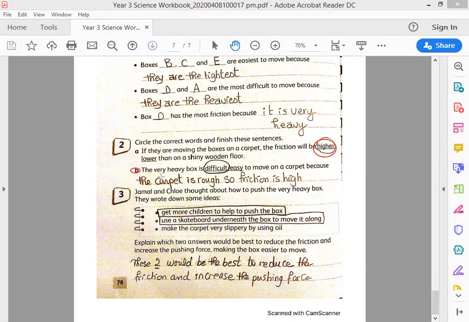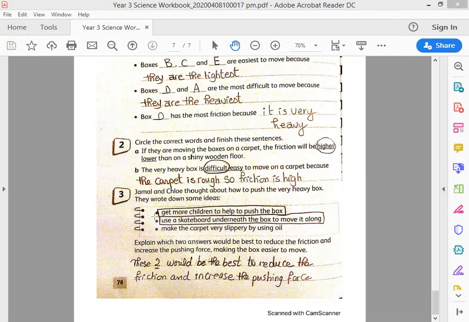Question B, the very heavy box is difficult or easy to move on a carpet? Think that you have a heavy box in your living room on the carpet. What do you think? Can you move it easily? Of course not, because there will be a very high friction force. So the very heavy box is difficult to move on a carpet because the carpet is rough, so the friction is high.